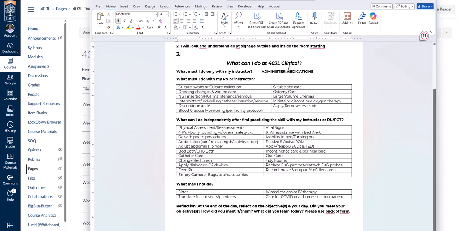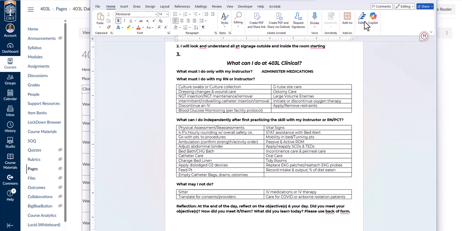So you have to pass meds only with the instructor. Remember that. Only with the instructor can they pass meds. And then down here is what they can't do at all. No IV medications, and we don't care for COVID or airborne isolation patients. That is part of our policy at Cal State Fullerton.